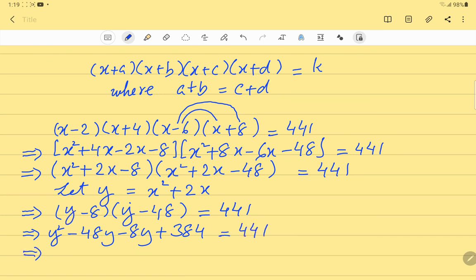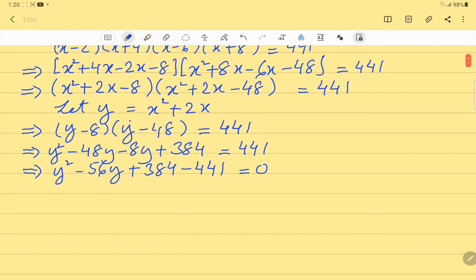Okay, we will further simplify it. So y squared, minus 48 and minus 8 is minus 56y, plus 384, and we will bring that 441 on the left side, so it will become negative. Again we will simplify it: y squared minus 56y minus 57 is equal to 0.